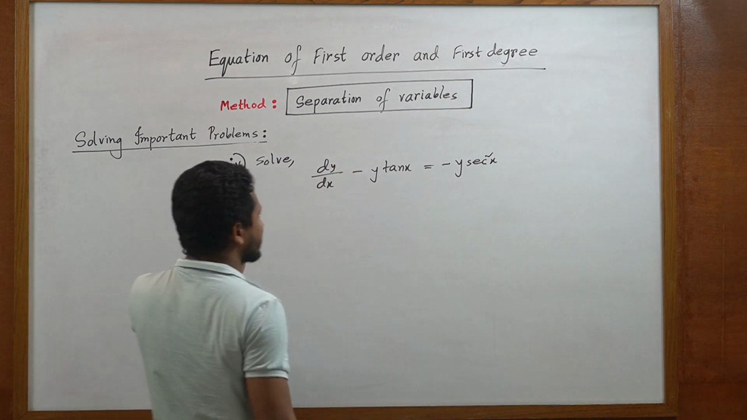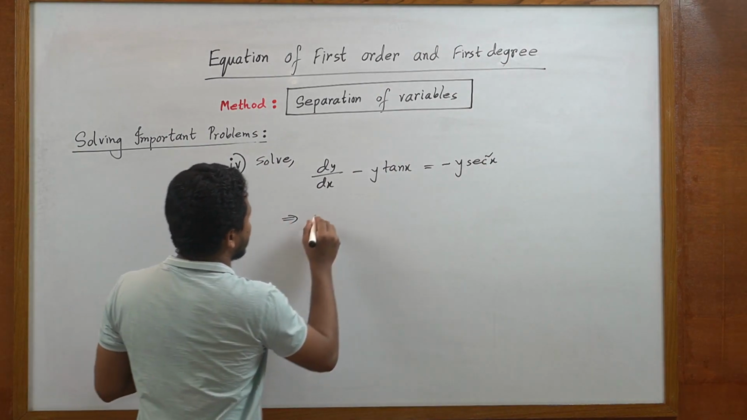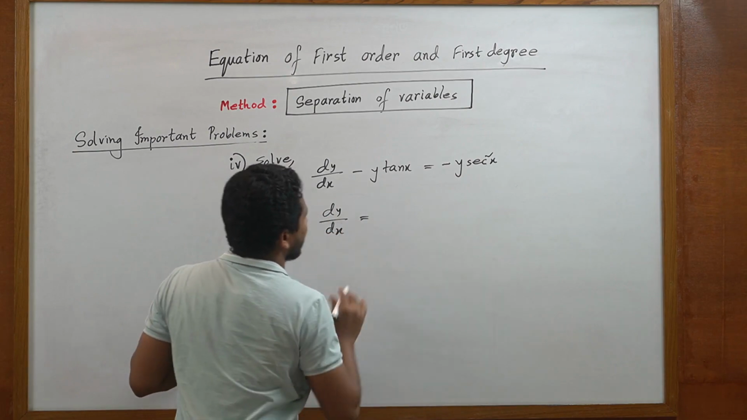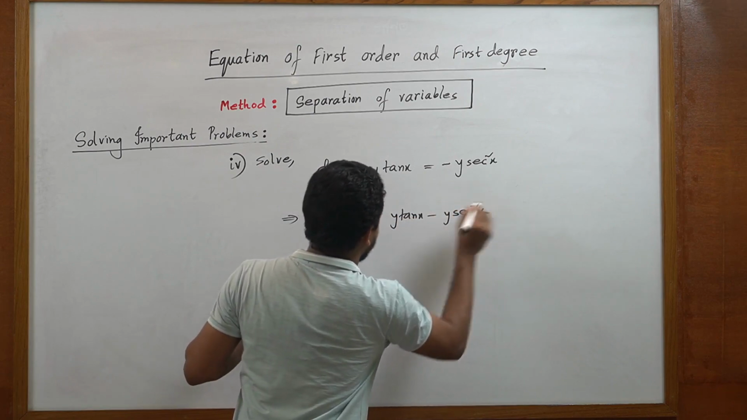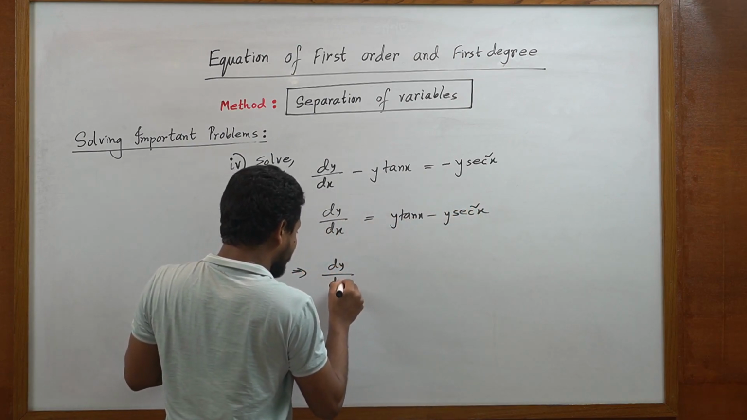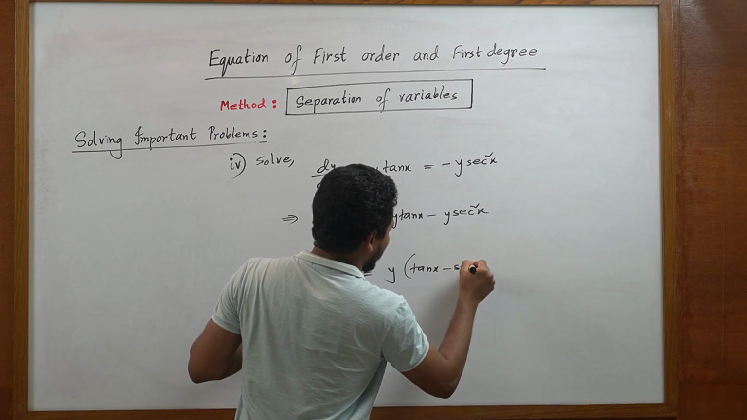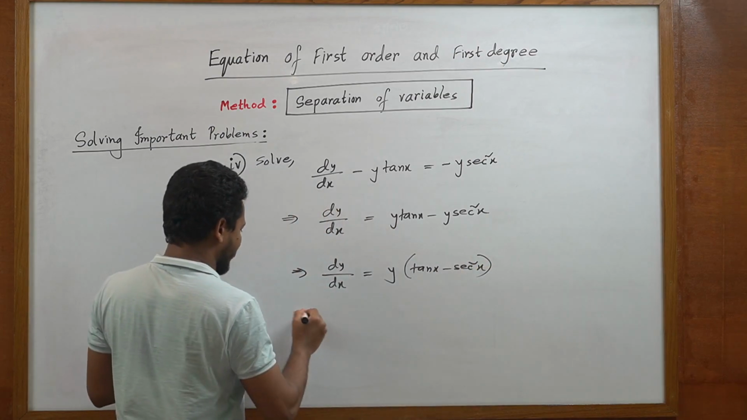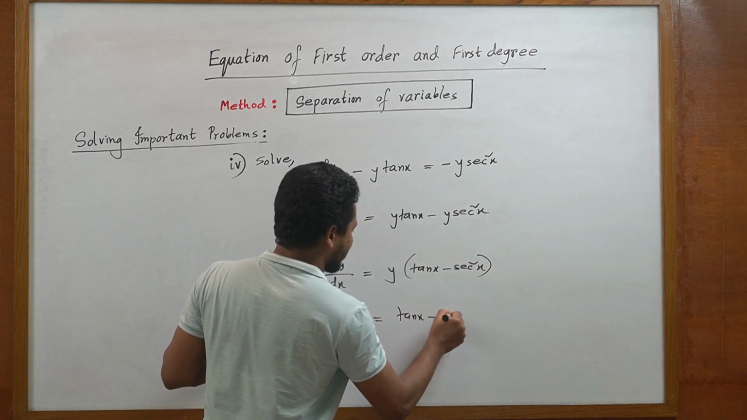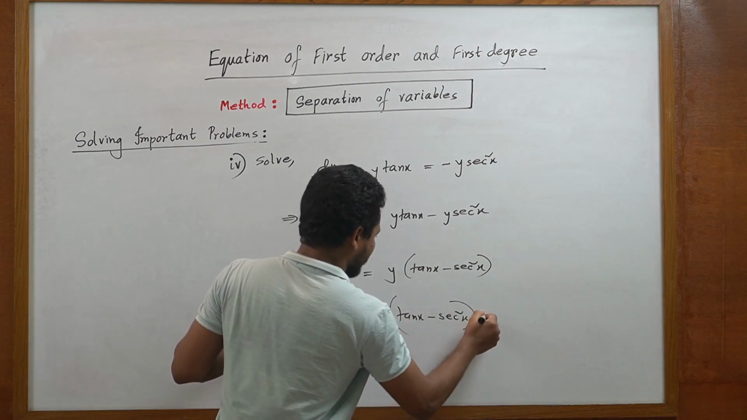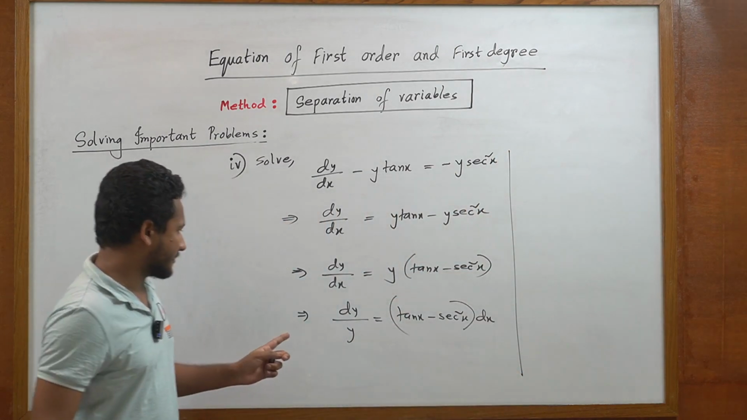Here dy dx minus y tan x equals minus y sec square x. So the first step is dy dx equals y tan x minus y sec square x. Then dy dx equals y times (tan x minus sec square x). So dy by y equals (tan x minus sec square x) dx. Now we will integrate on both sides.